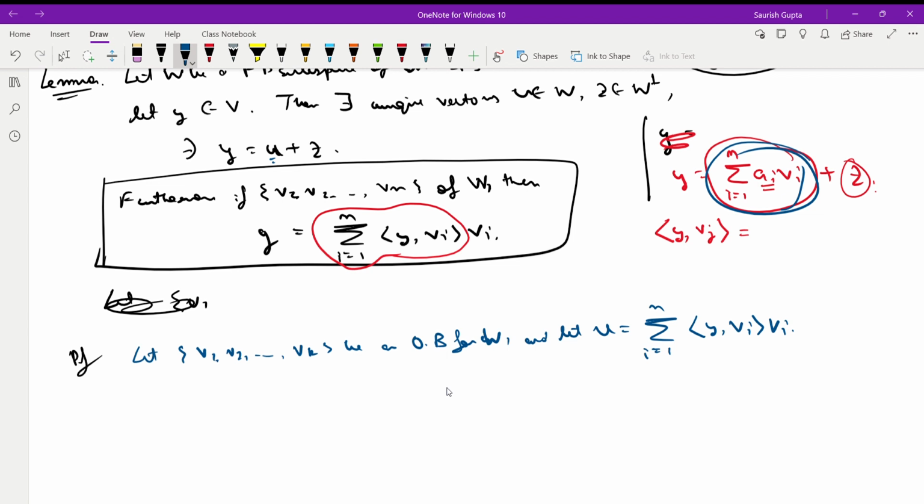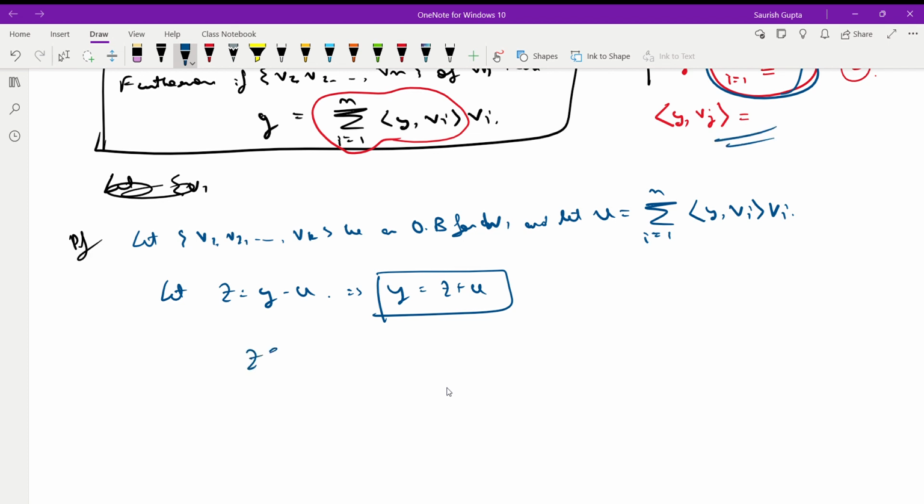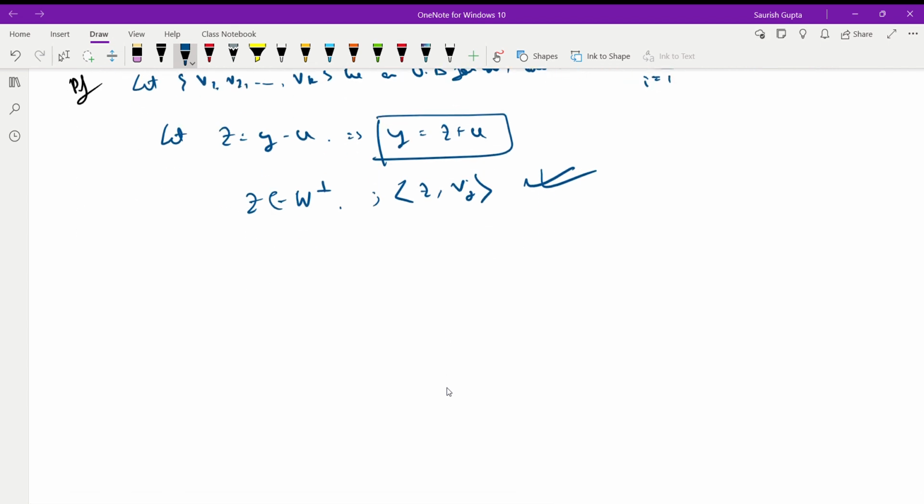Now here we are talking about an orthonormal basis for W, and U is an element of W, so it surely has this form. What we do is choose Z to be Y minus U. Then this implies that Y is equal to Z plus U. This immediately gives a result: you can show that Z comes from W complement. This is very easy to show. Just take the inner product of Z with Vj. You'll get your result. I am not computing it anymore. Clear?